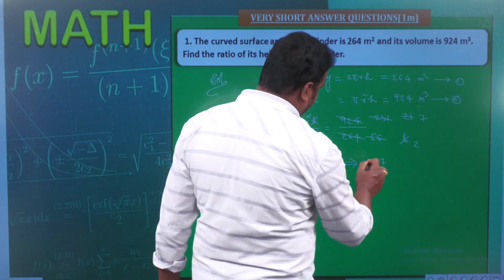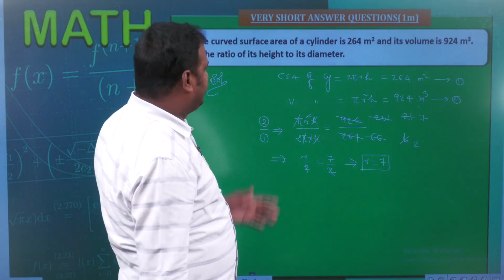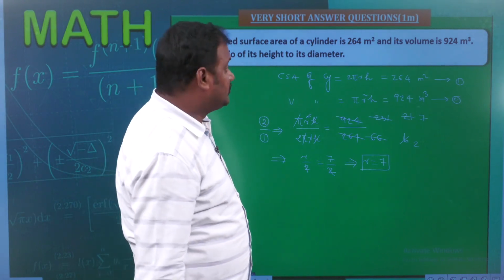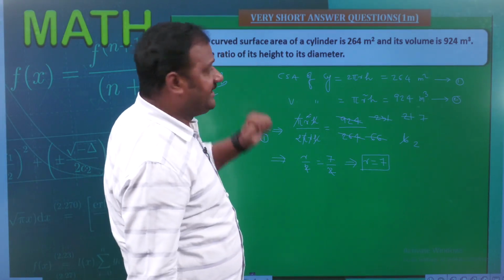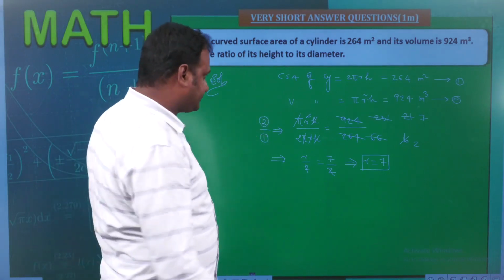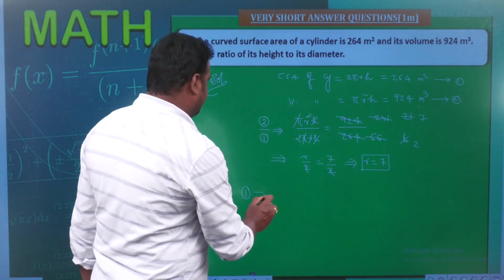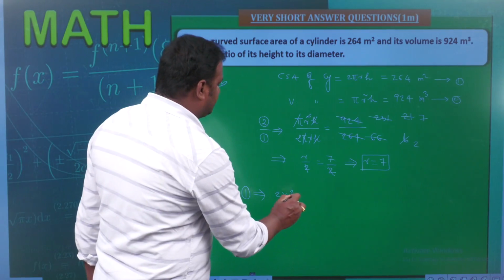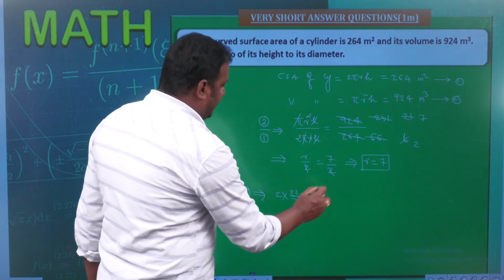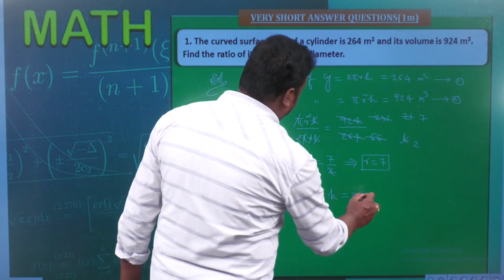So the radius of the cylinder is equal to 7 meters. You need to find out the height also, because you need to find out the ratio between height to the diameter. For that, choose one of the equations. I am choosing the first equation, that is 2 into pi, which is 22 by 7, and r, just now we got it as 7, into h is equal to 264.